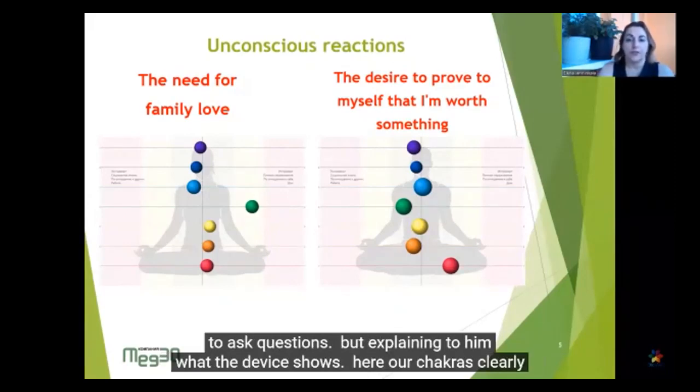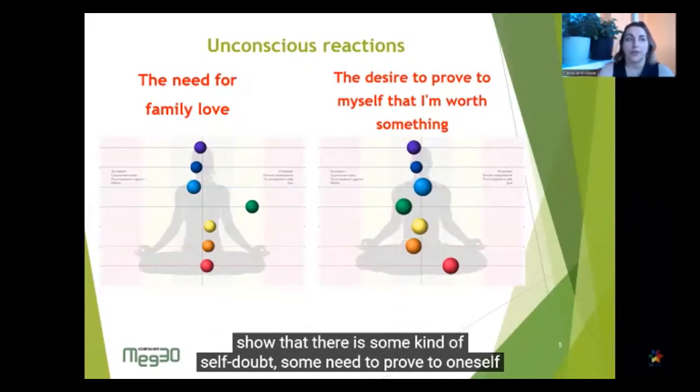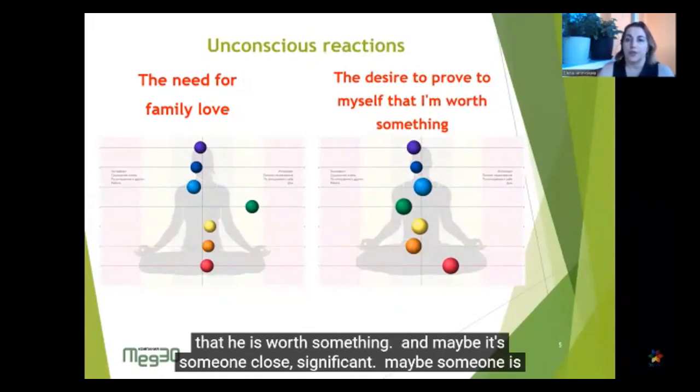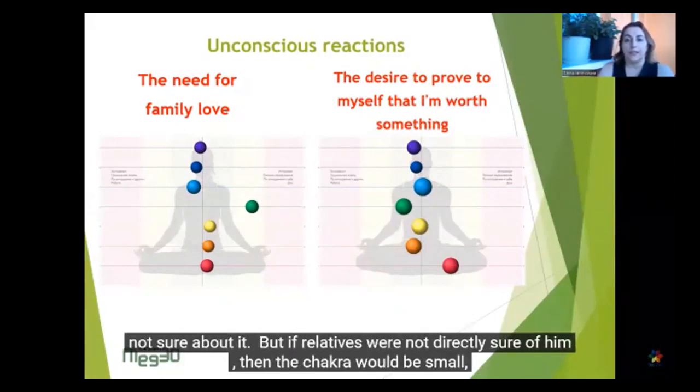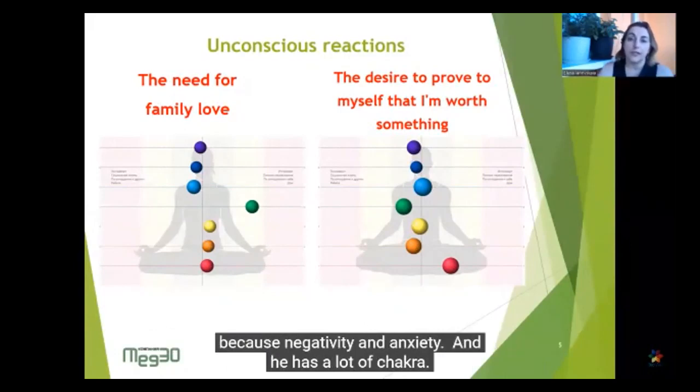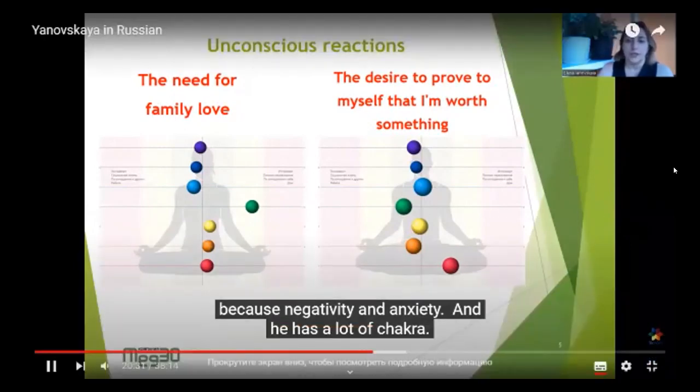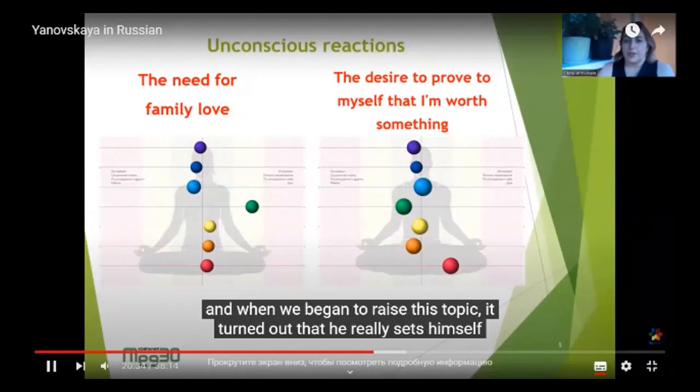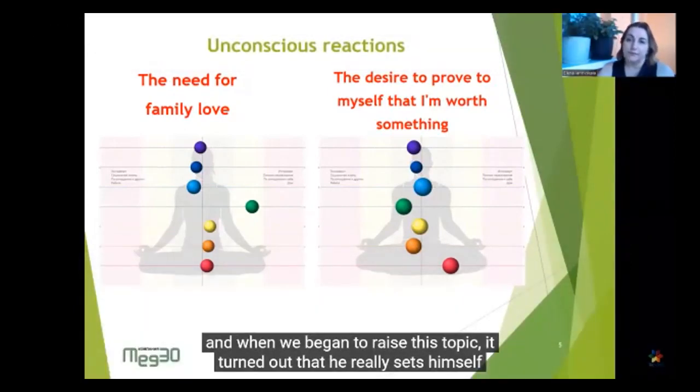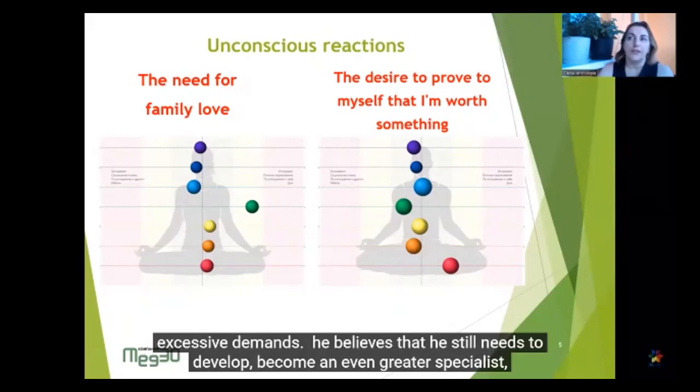It's natural to ask questions, but explaining to him what the device shows, you see the chakras clearly show that there is some kind of self-doubt. So he needs to prove to himself that he's worth something, and maybe to someone else close and significant. I'm not sure about that, but it creates this negativity and anxiety in him. And when we began to raise this topic, it turned out that he really sets for himself too high standards and excessive demands.